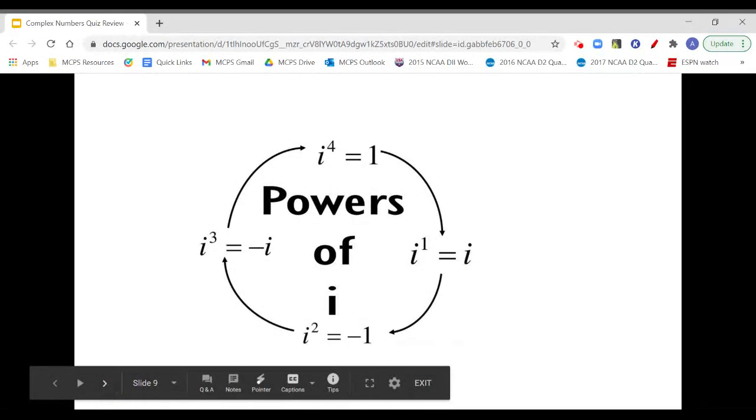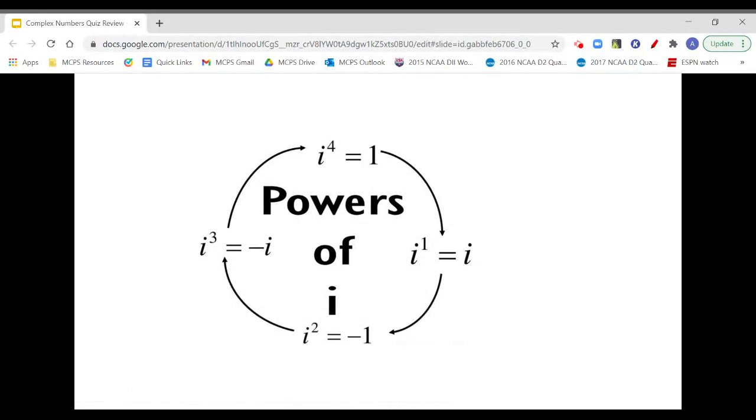Okay, next thing we're going to talk about is powers of i. So this is stuff we did slightly more recently. Remember when we talked about this in class, we talked about how i is cyclical.